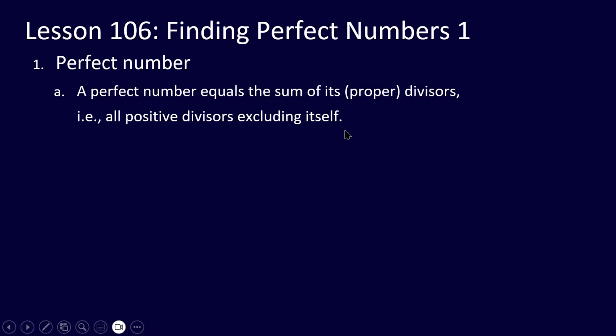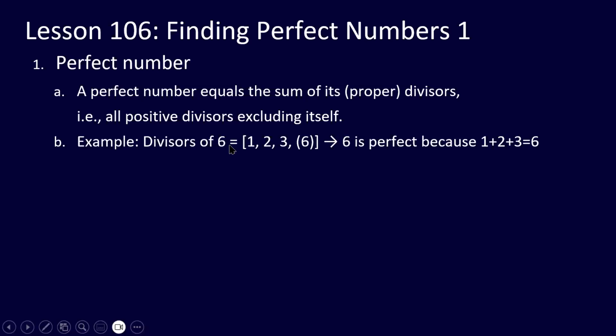Okay, so for example, 6 is perfect because the divisors of 6 are 1, 2, 3, and 6, right? So exclude 6 and add 1 plus 2 plus 3, and this equals 6. So this means 6 is perfect.